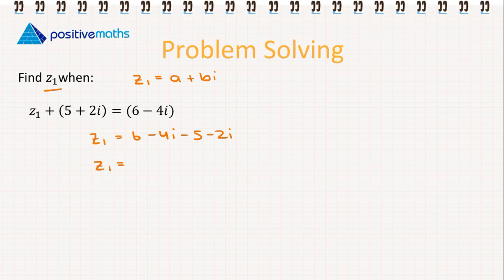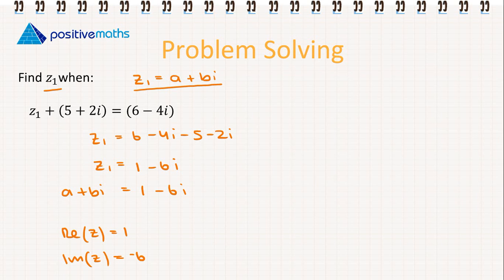Okay, so let's simplify what we have on the right. 6 minus 5 gives us 1. 4i minus 2i gives us minus 6i... so if we know that Z1 is going to be in the form of a plus bi, so a real part plus an imaginary part, and that's equal to 1 minus 6i, then that's what our Z1 is going to be equal to. And just to note, the real part of Z we have found is 1, and the imaginary part of Z is minus 6.